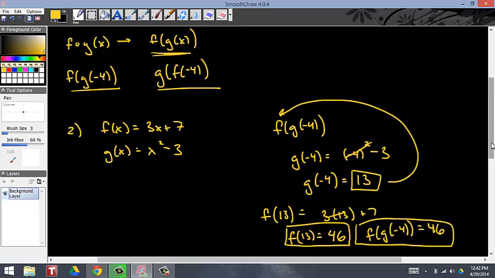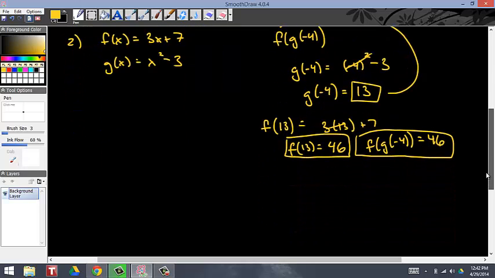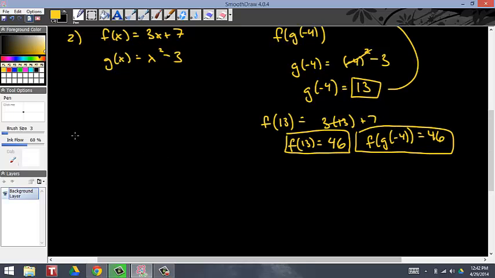Good? Okay, let's do g of f of negative 4 now, backwards. So if I'm trying to find g of f of negative 4, the innermost function is this f of negative 4. Actually, let me split this up here. f of negative 4 is going to be 3 times negative 4 plus 7. So we got negative 12 plus 7 here. So f of negative 4 is equal to negative 5.